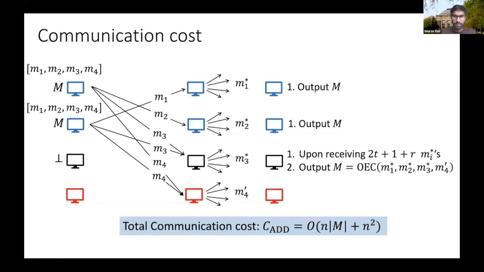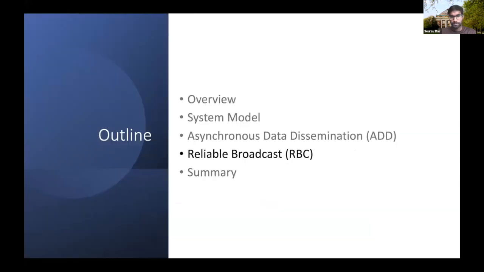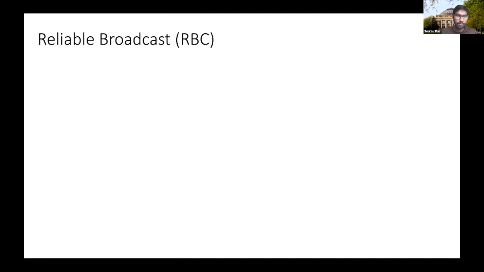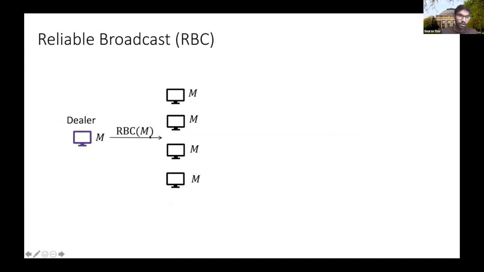So far we talked about ADD. Now I want to briefly talk about how we use this to improve the reliable broadcast primitive. Before I talk about that, I'll briefly define what reliable broadcast is. Reliable broadcast is this primitive: we start with a single node that has the message M, and we want to run a protocol RBC so that at the end of the protocol, every node outputs the same message. This is different from ADD. Here we have only one dealer, and the rest of the nodes are recipients.